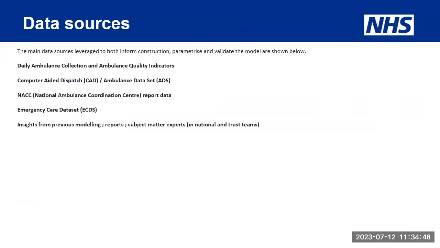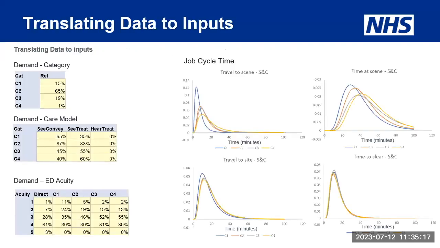So these are just some of the data sets that were used. We had a lot of colleagues who kindly helped us to obtain a lot of the parameters we needed for the model. That included ECDS on the interface to emergency departments, the National Ambulance Coordination Centre data for supply, insights from the daily ambulance collection and some things from the ambulance data set, and also a lot of software intelligence and existing modeling reports to inform the model construction, calibration, and validation.